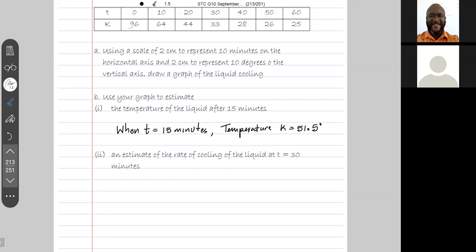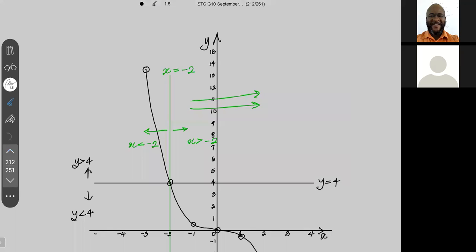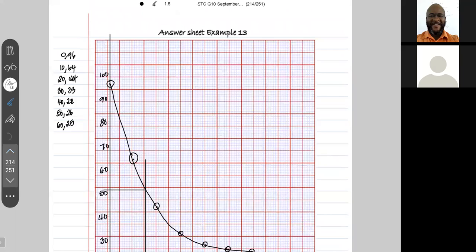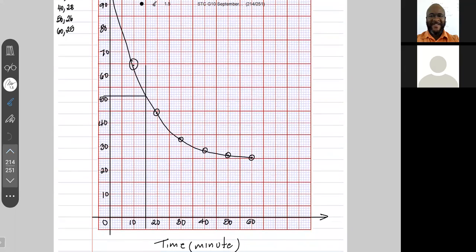Part II is asking for an estimate of the rate of cooling of the liquid at T is equal to 30 minutes. Guys, when you're doing graphs and you ask for rate, most times that is referring to gradient. So what we need now is the gradient of the curve at the point T is equal to 30 minutes. So we're going to go back to our curve and determine the point on the curve where T is equal to 30 minutes.